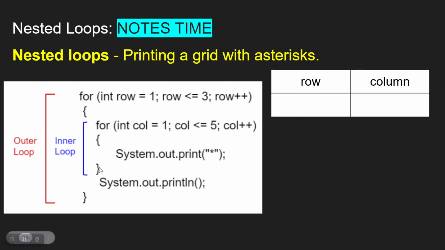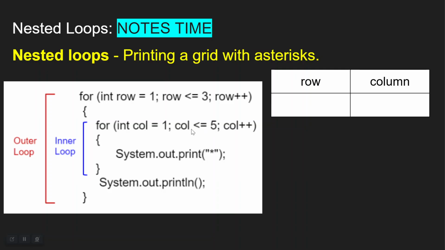Now the inner for loop, the way they've got this one set up, it says for int col equals 1, as long as col is less than or equal to 5, col plus plus. And you'll see why we're using row and col in just a second. But again, our inner for loop is going to go starting at 1, and then 2, 3, 4, 5.